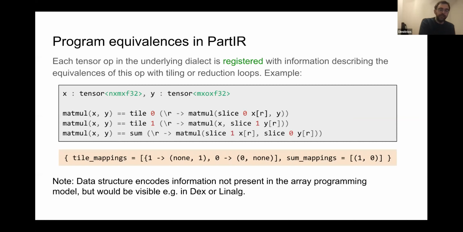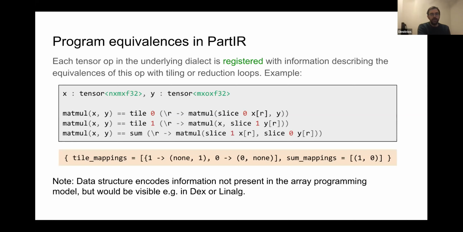And now this is a little bit where we're going to go out of the traditional array programming model. We're going to enrich that with a little bit more semantic information, really. So what happens is that every tensor op in the underlying dialect is registered. So we have a little database where we register the underlying tensor ops with information describing really the equivalences of this op with respect to tiling or reduction loops.